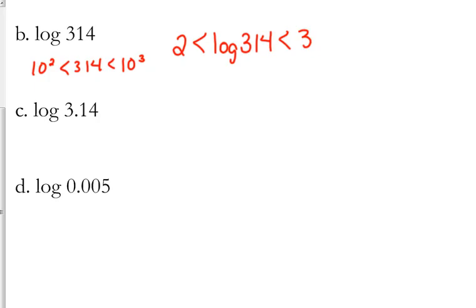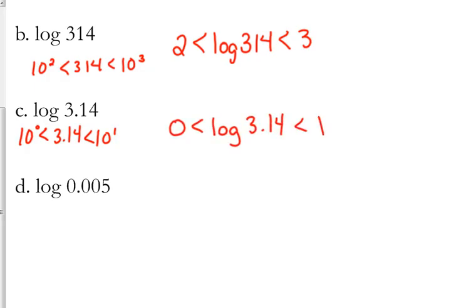3.14. Let's see here. So 10 to the first is bigger than 3.14. What's the next power below 1? The power of 0. 10 to the 0 is 1. So 3.14 is between 1 and 10. So that means that log is between 0 and 1.